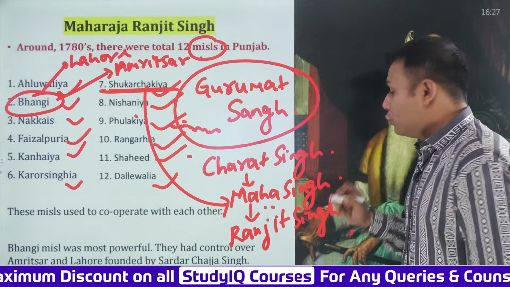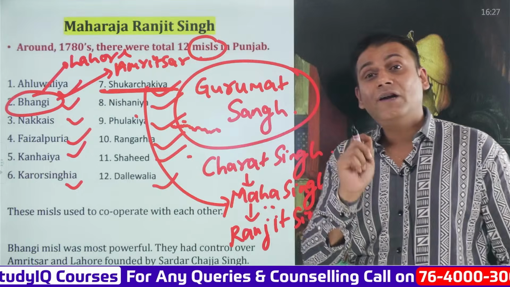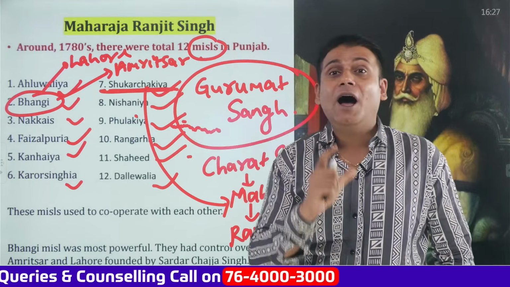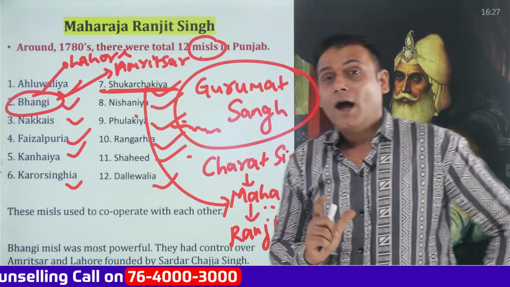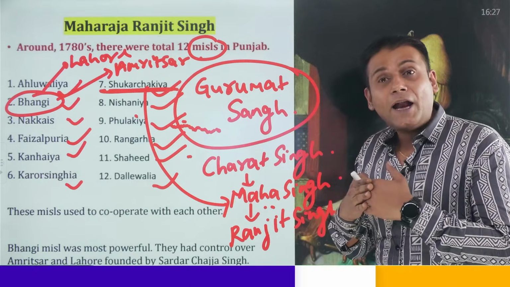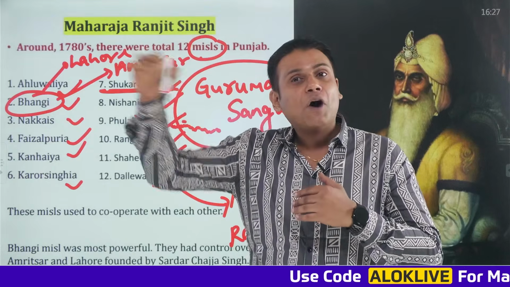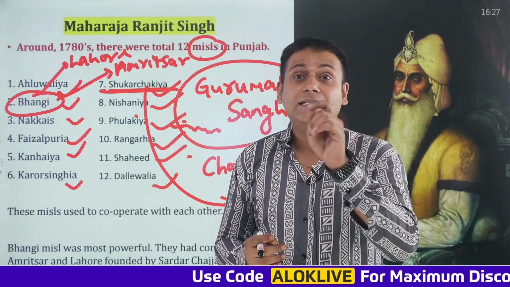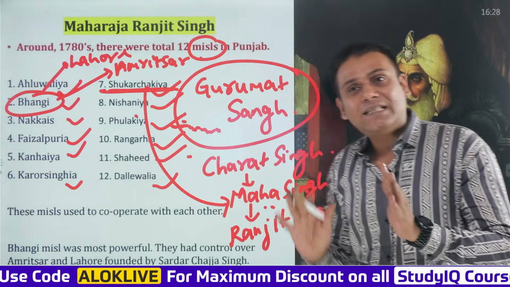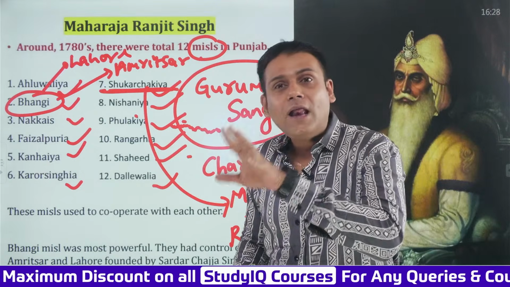So Maharaja Ranjit Singh ji, as per many historians, was just 12 to 13 years of age when he became the leader of Shukar Chakia misl, after the death of his father Maha Singh ji. And just within a span of 8 to 9 years, he rose to power and laid the foundation of the Sikh Empire in 1801. Now, how did Maharaja Ranjit Singh ji lay the foundation of the Sikh Empire in 1801? Let's throw light upon that.